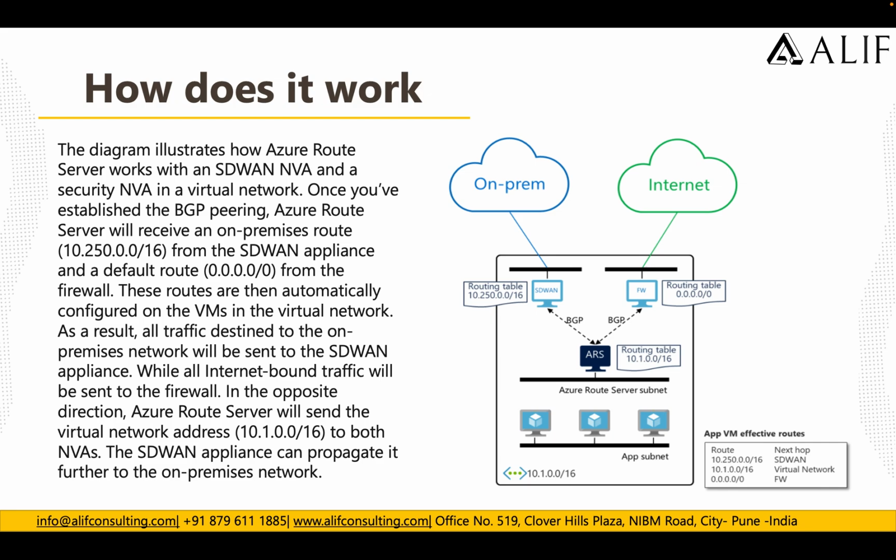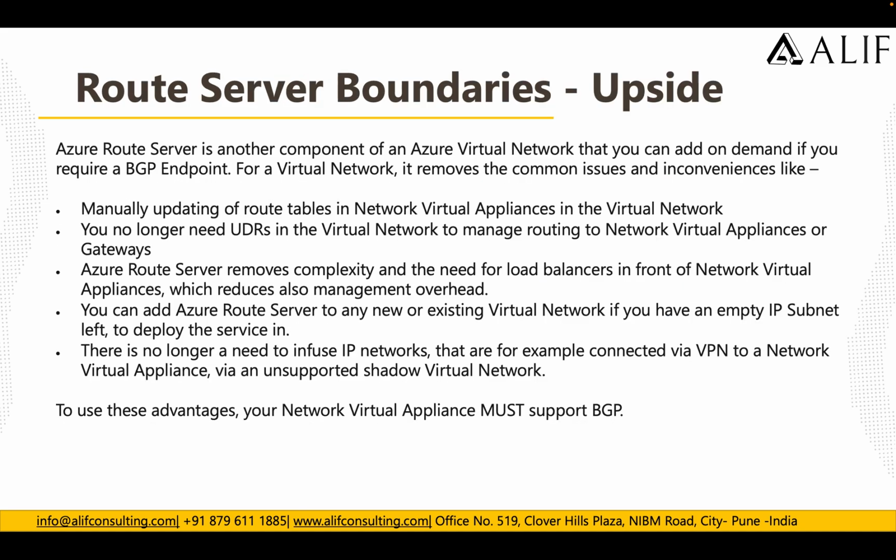At the same time, if any traffic needs to be routed to the internet, then the Azure Route Server will route the traffic and publish it on the virtual network, and then through those route tables the traffic will be routed to the NVAs, and from the NVAs it is routed to the internet. So this is how Azure Route Server works.